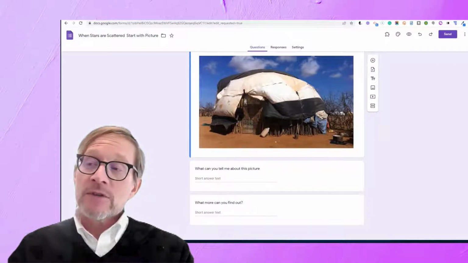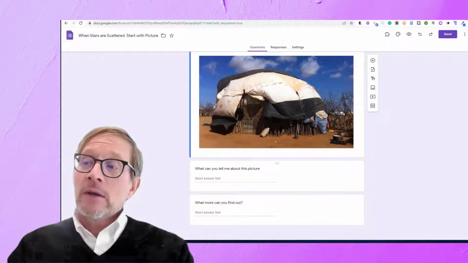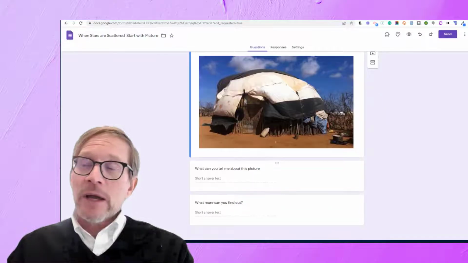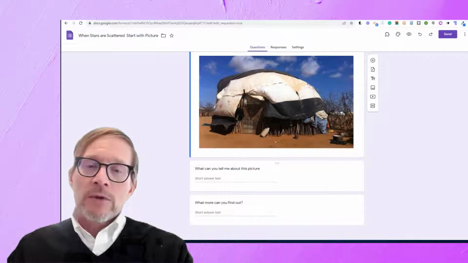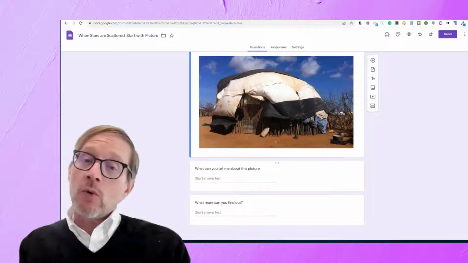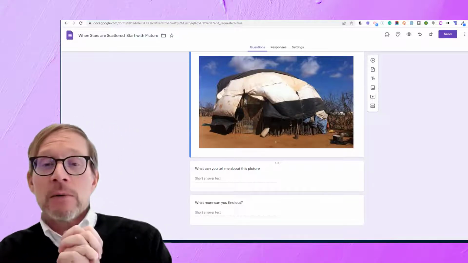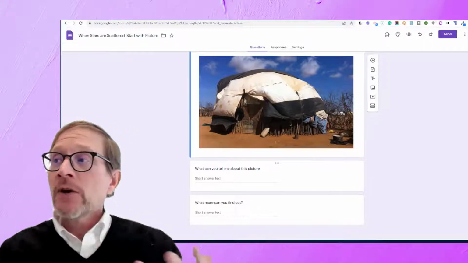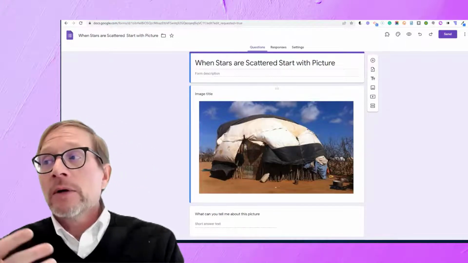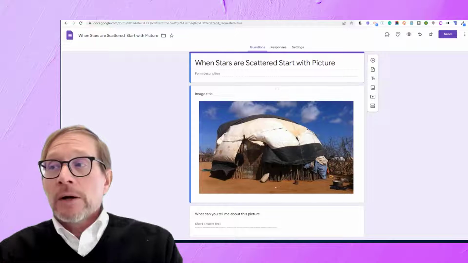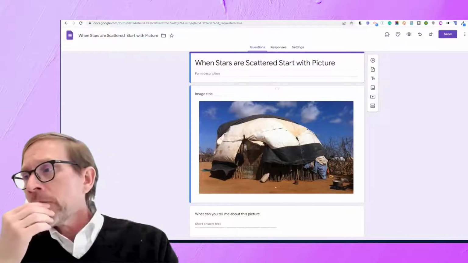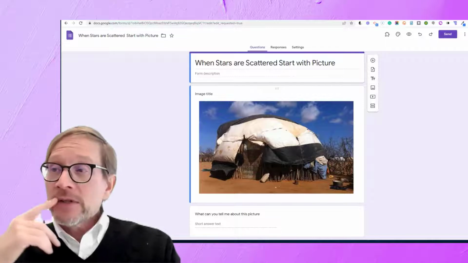What can you tell me about this picture? And then what more can you find out about this picture? So again, either one, whether it's going to be synchronous, we're going to be discussing it, or I'm going to let them kind of tell me more about it, and then we'll talk about it. So in this picture, obviously I'm looking for them to pull out a lot of information about the materials used to build this house, the materials that surround this house.